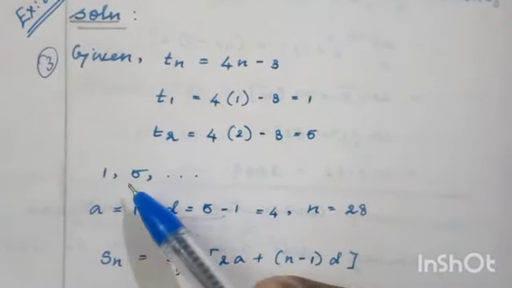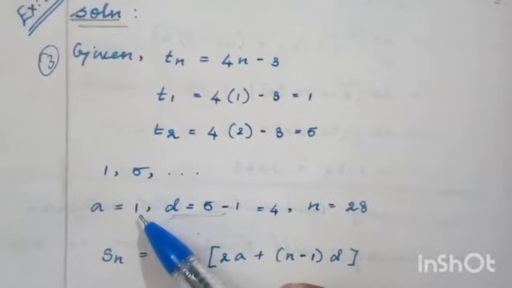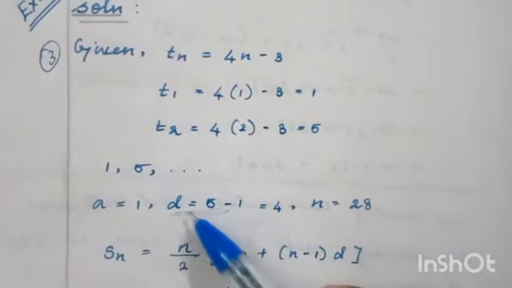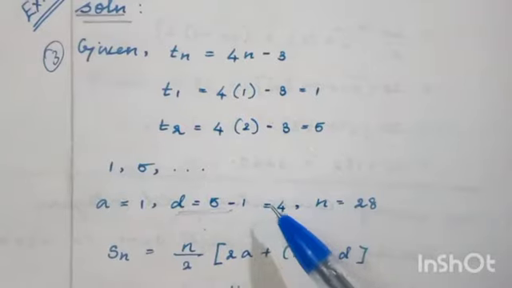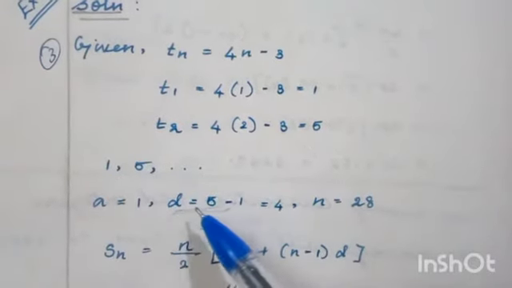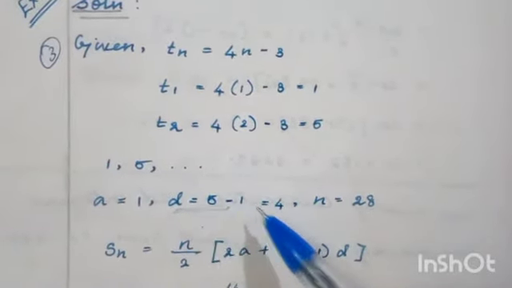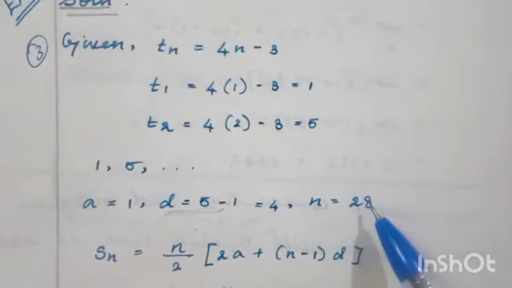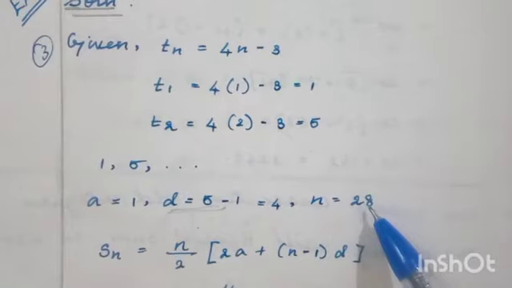For the first term we consider a, that is a is equal to 1. d is equal to 5 minus 1, that is equal to 4. The common difference formula is T2 minus T1, so that is equal to 4. We want to find the 28th term sum, so n is equal to 28.